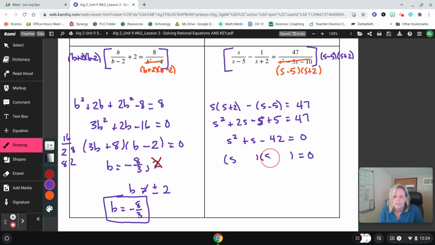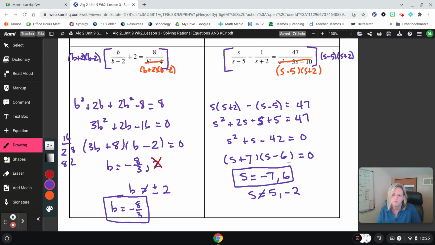So we have an s and an s. I know I need a plus and a minus because of the minus sign here, and 6 and 7 are 1 apart, so we're going to make the 7 the plus and the 6 the minus. So s could equal negative 7 or positive 6. Let's check our extraneous solutions. s cannot equal 5, and it cannot equal negative 2. That isn't either one of those answers, so we are good with negative 7 and 6.